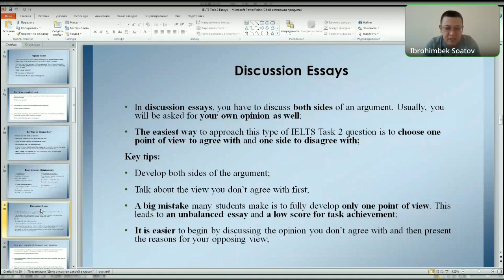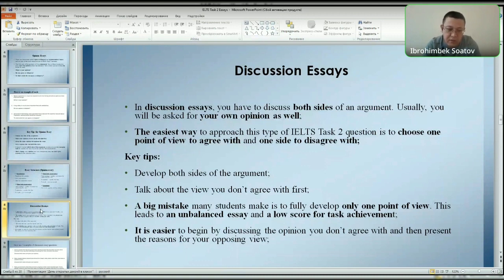And in a discussion essay, one of the easiest ways to approach this type of essay question is to select one point of view to agree with and another one you disagree with. And here are also some key tips. You should develop both sides of the argument, and you should talk about the view you don't agree with first. It means that you do not agree with the first side of the argument. In that case, you should start from this in main body paragraph 1.